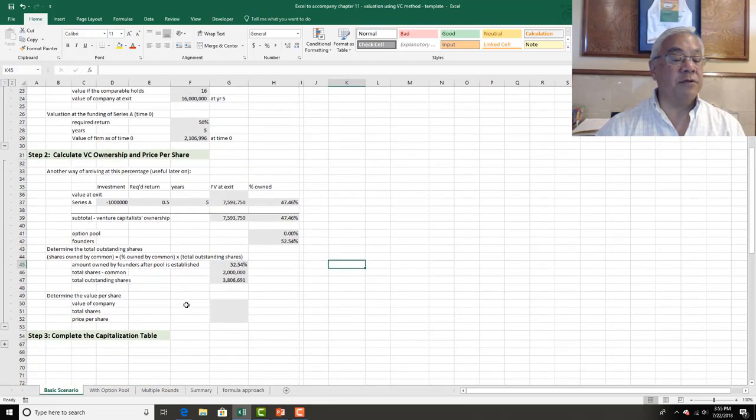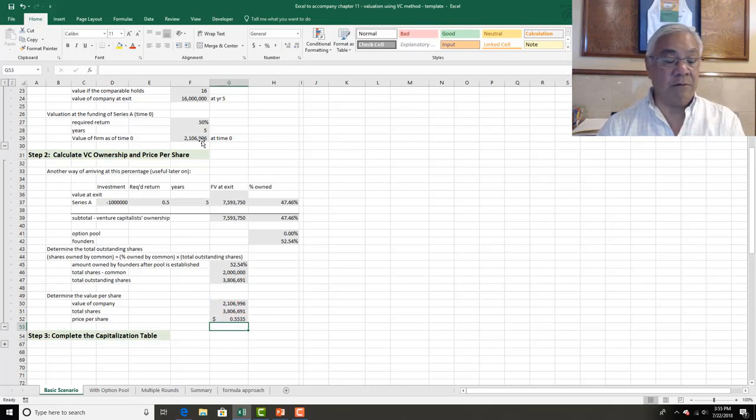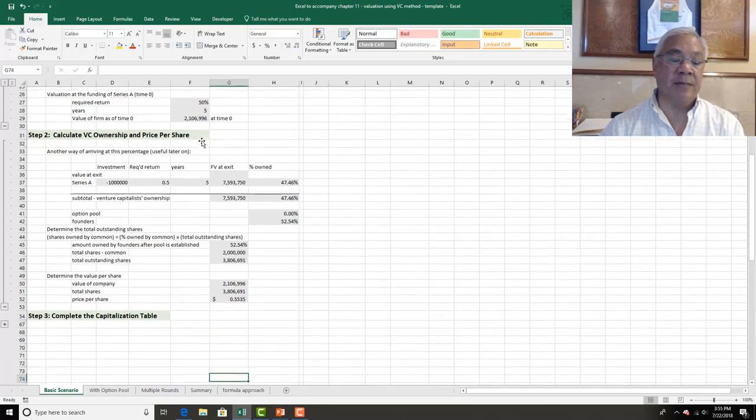So the value per share, the value of the company, we determined earlier, was equal to this $2 million. The number of shares outstanding is 3.8. So the price per share is dollars per share, or 55 cents. So now we've established the percentage owned by the VC, the number of shares that will be issued to the VC, and what is the price per share. Now we're ready to do the cap table.